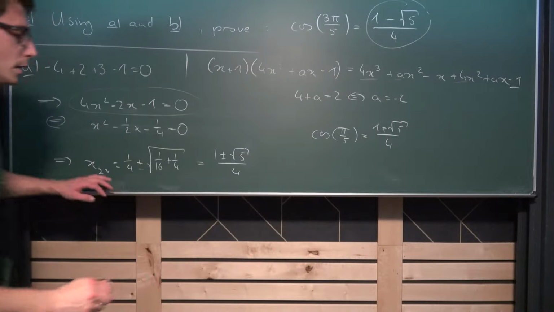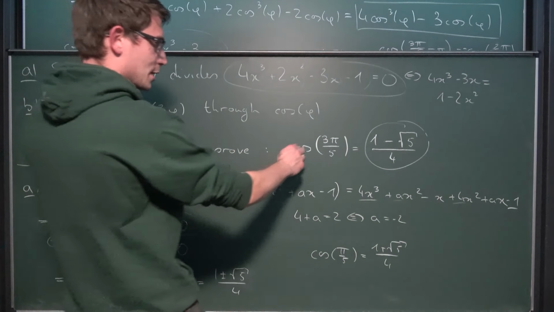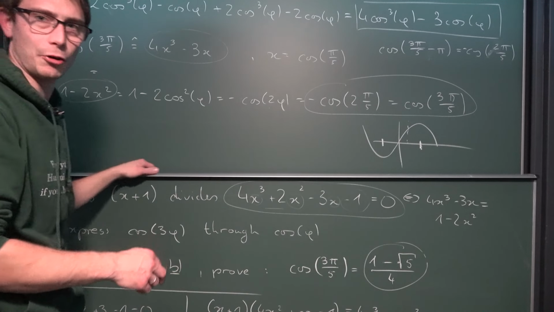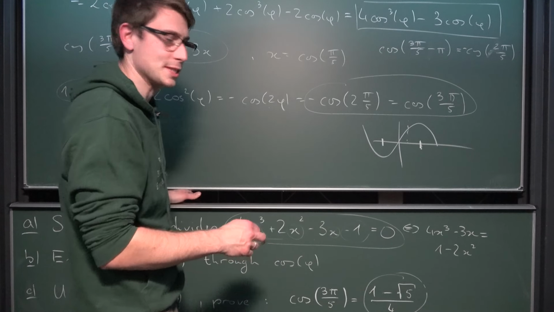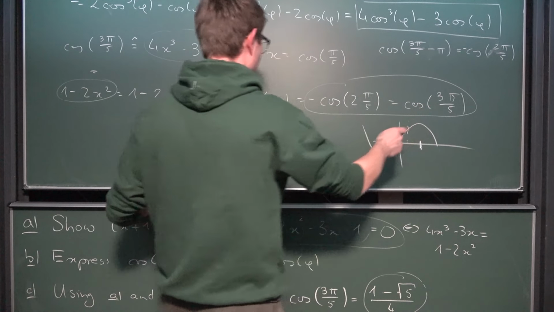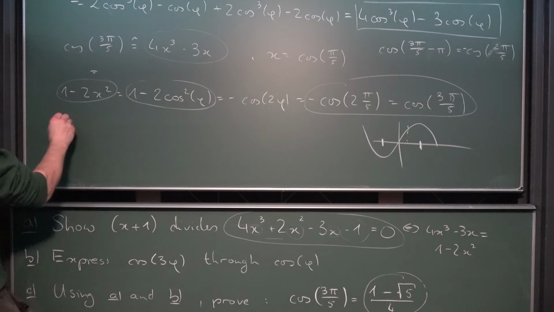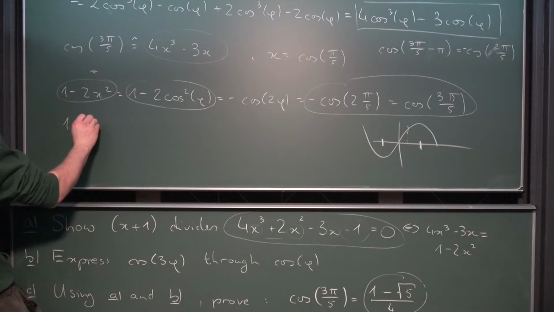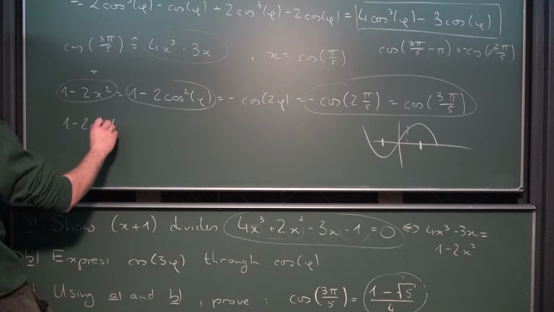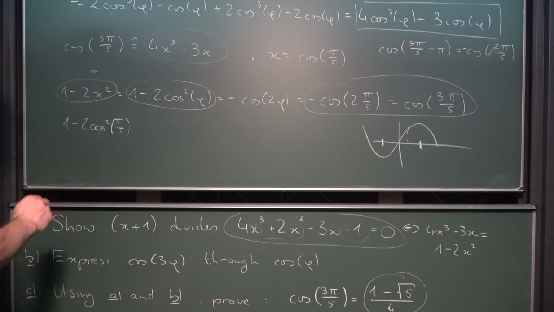And now that we got that, we can try to actually show that the cosine of 3 pi over 5 is equal to the other root, because it's actually not obvious, and this is why I was still pondering there, because it wasn't obvious to me either. But we know that the cosine of 3 pi over 5 is the same as this thing right here. So 1 minus 2 times cosine squared of pi over 5. Okay.